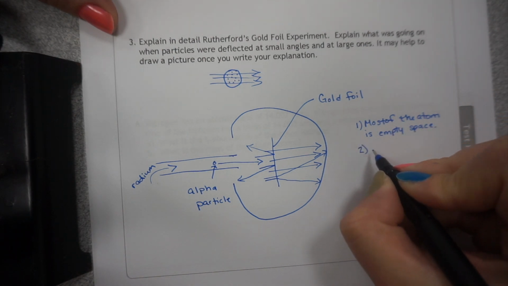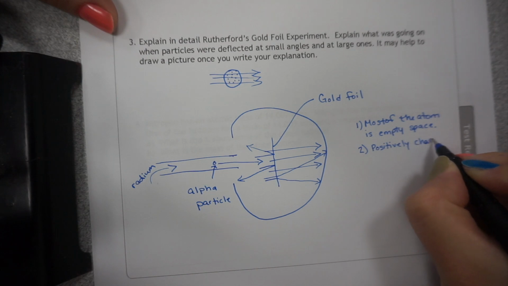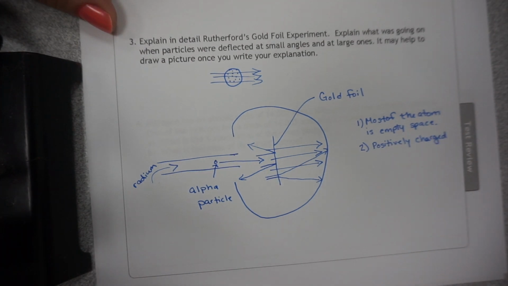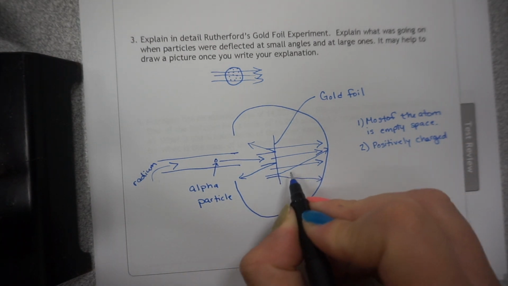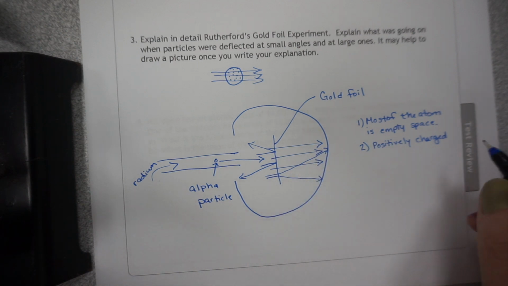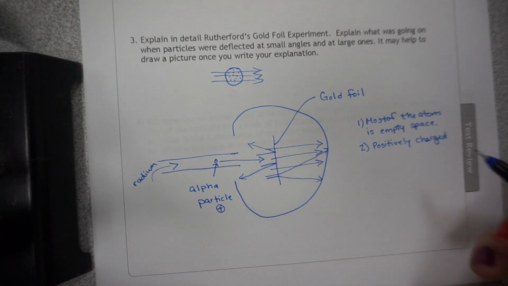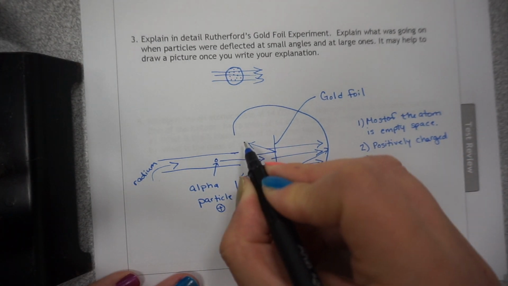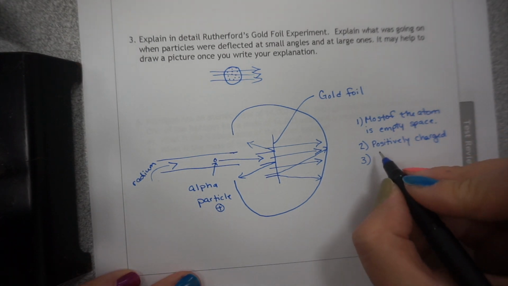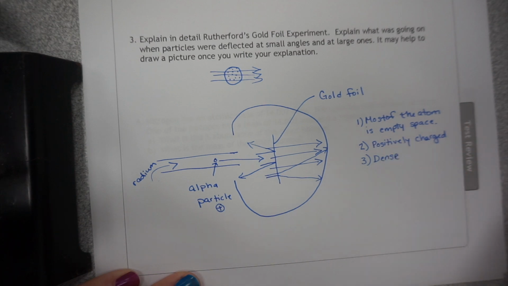And then he said there's something positively charged in here, and he said that because some of these were deflected, okay? So they were pushed away from it. And since alpha particles are positively charged, they were deflected. So he said it's positively charged, and only a few of them bounced back. The fact that they could bounce back meant they were dense. He said they were dense, okay?